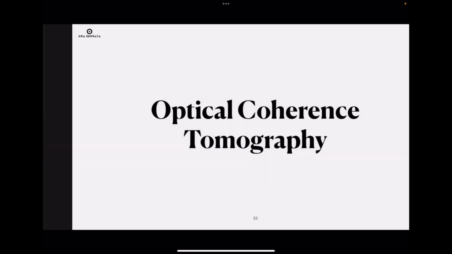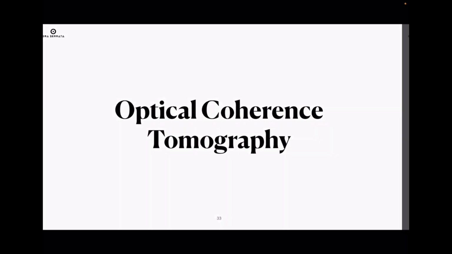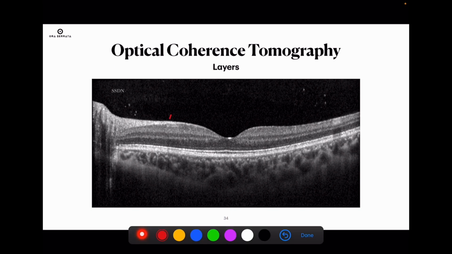Coming to the main investigation modality, that is optical coherence tomography. So the basic layers of the retina should be known before we move on to interpretation of the OCT findings. And here basically we can know that this is the retinal nerve fiber layer. Then comes your ganglion cell layer.